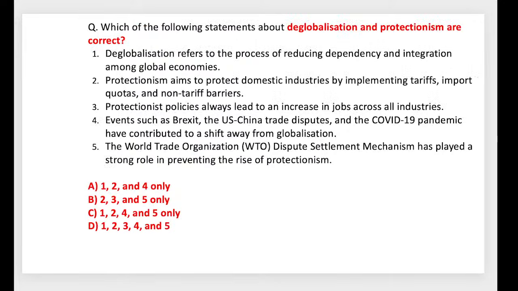Correct. Deglobalization. Right now we are facing deglobalization, especially from the US, or the war between Israel and Iraq, or Russia and the other countries, Ukraine. So these all are promoting deglobalization. What Donald Trump is doing right now is something like deglobalization. And the other situations internationally are also somewhere promoting deglobalization. So deglobalization and protectionism are correct.